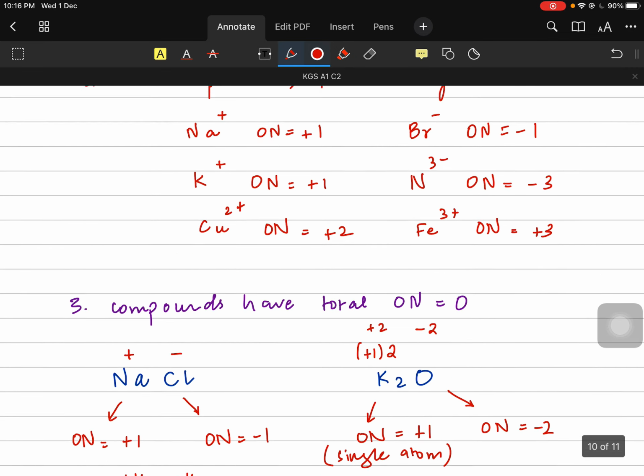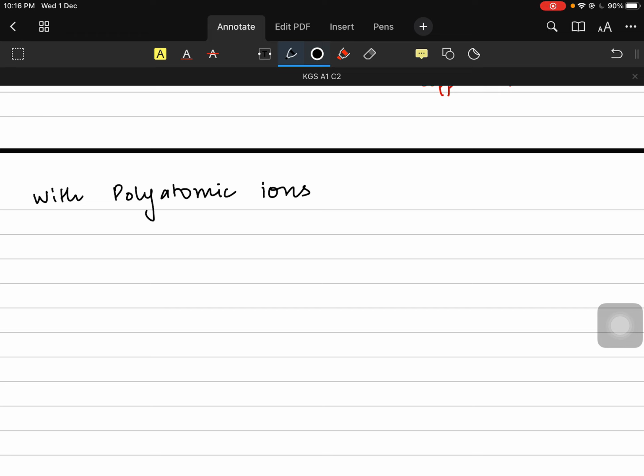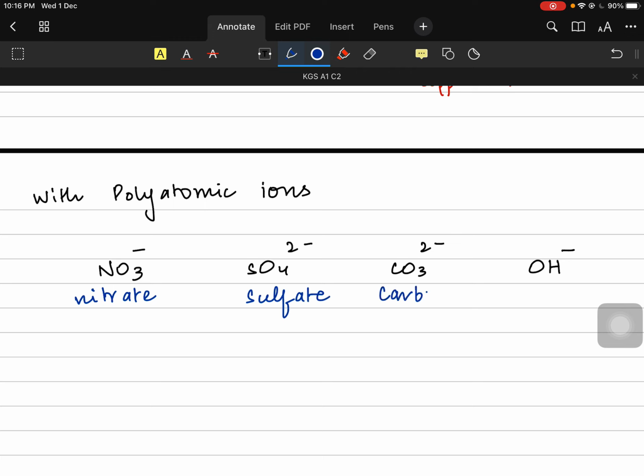So far we have seen that we can find the oxidation numbers. Let's try out a few more examples, but with polyatomic ions. Just to revise what polyatomic ions were, polyatomic ions include nitrate, sulfate, carbonate, and hydroxide. These are the common ones. Let's try their names first. We should know that it's a nitrate, it is a sulfate, the CO3 is known as a carbonate, and the OH1 is known as a hydroxide.